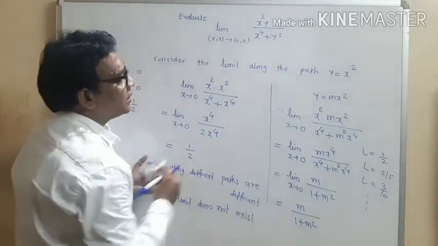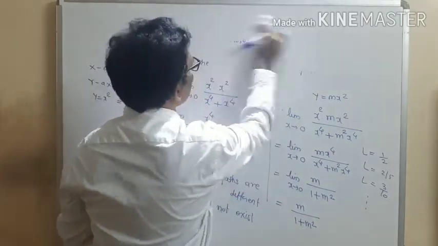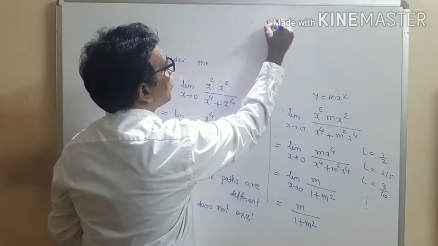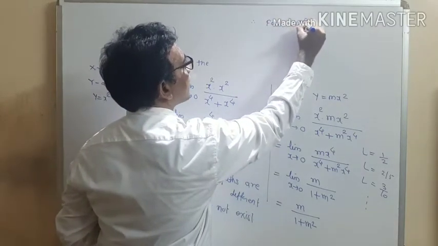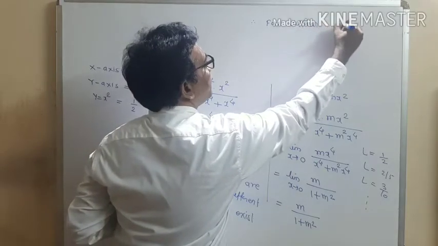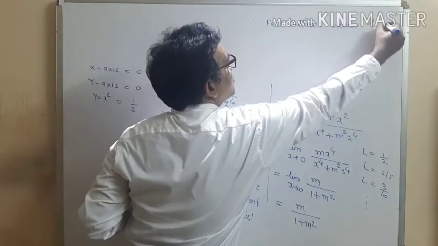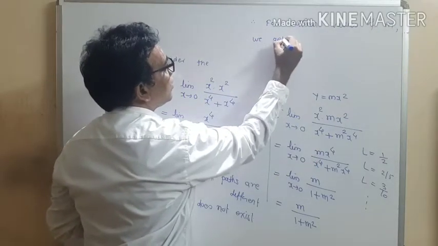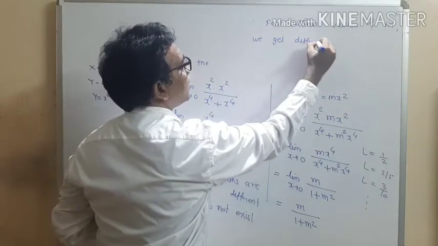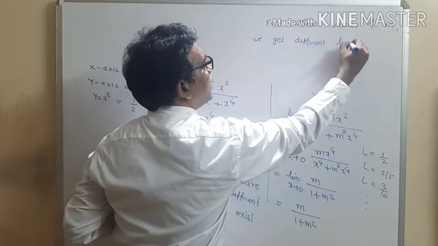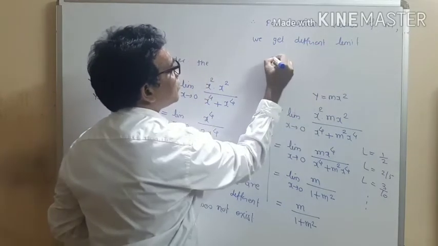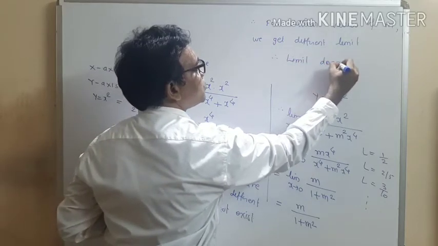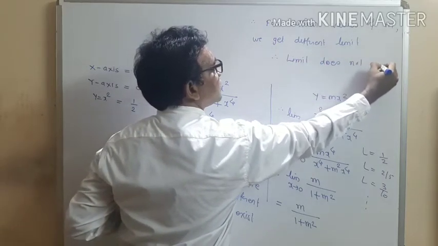So write down here, therefore for different values of m, we get different limit. So write down therefore limit does not exist.